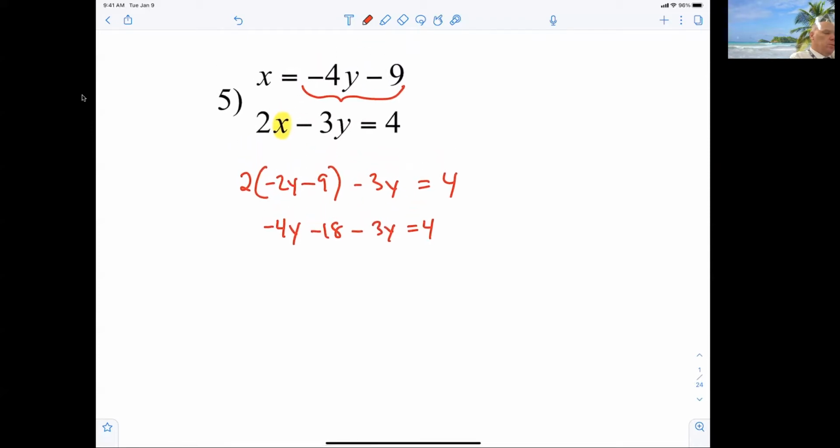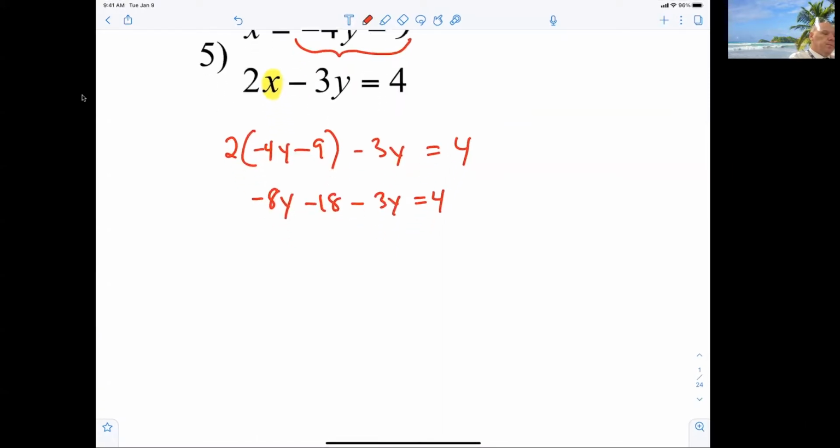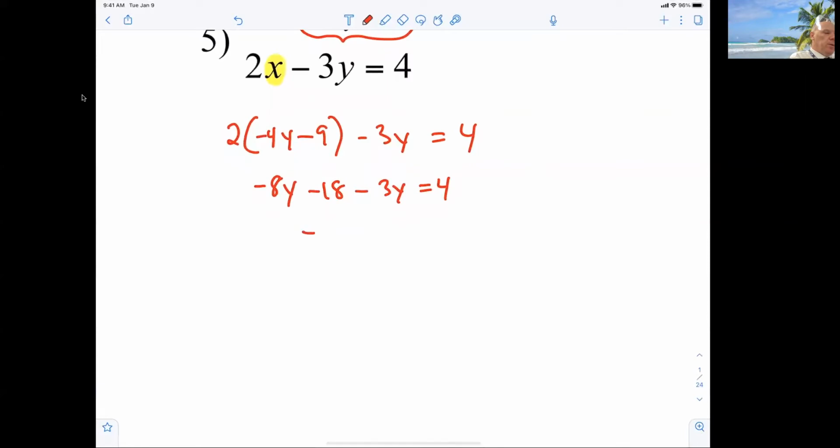Oh, thank you, thank you, thank you. So that should have been -4, thank you. So now that makes that a -8. And so now we have what? -11y equals 22, so y equals -2.